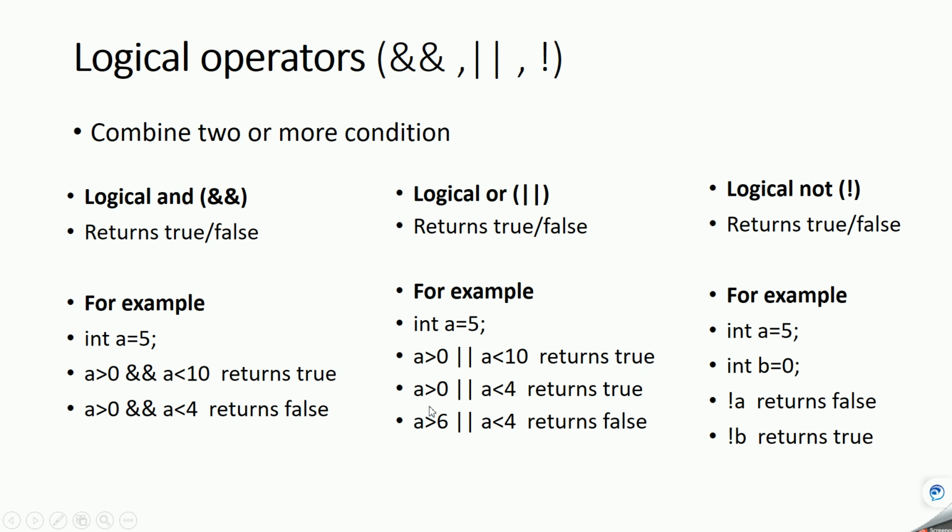In this case a is greater than 0, yes, 5 is greater than 0, so this condition is true. And in this case 5 is less than 4, no, so this condition is false. As per the definition of logical OR, if one of the conditions is true then the result is true, so this will return true. Now we are checking whether the number is greater than 6 or less than 4. Is 5 greater than 6? No, this is false. And is 5 less than 4? No, false. So in this case both conditions are false, so it returns false.